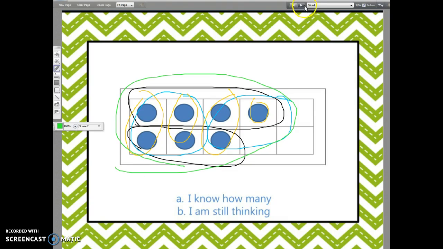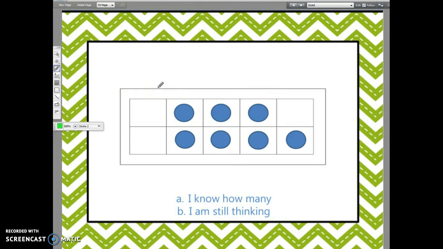Great work, guys. Here's our next number talk. Take just a second. I want you to tell me how many you see and how you see it.